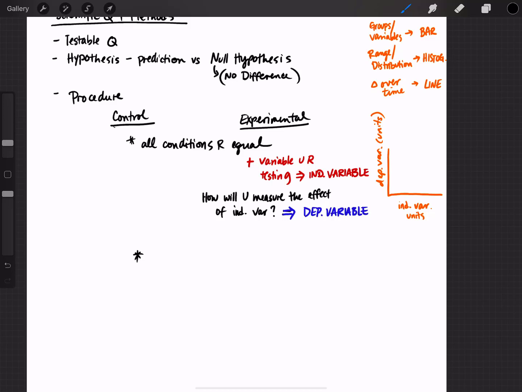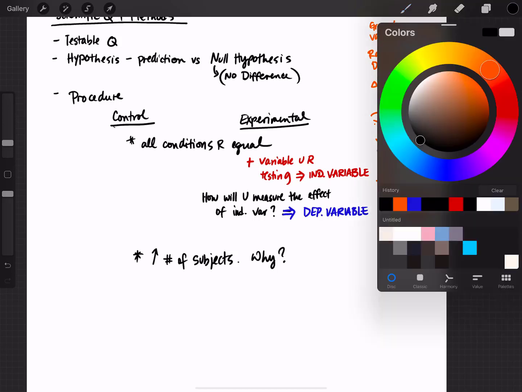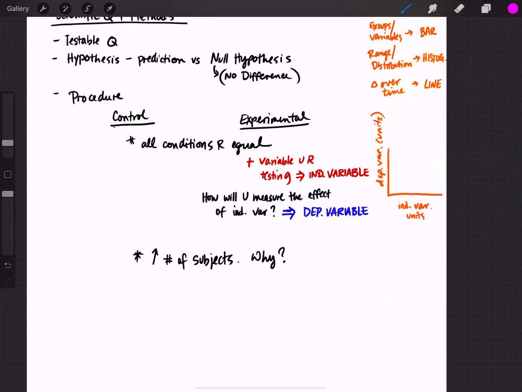Okay, so once you've set up the experiment and you've tested your variable, the other thing I want to emphasize, in order for you to get valid results, is to think about the number of subjects that you're testing the variable on. And in science, it's always a good idea to increase the number of subjects as much as is possible. Okay, why is that?